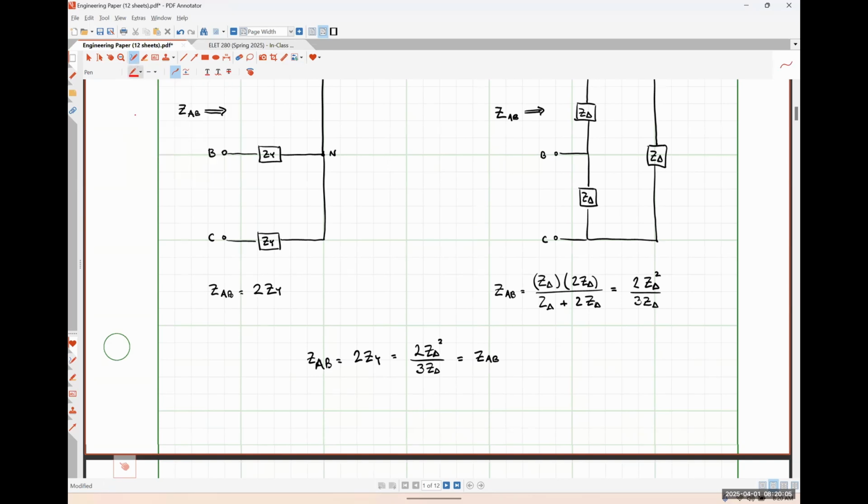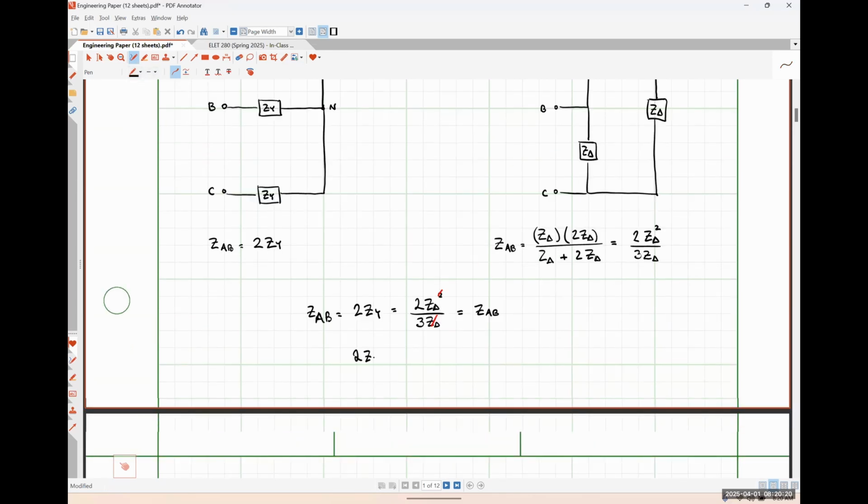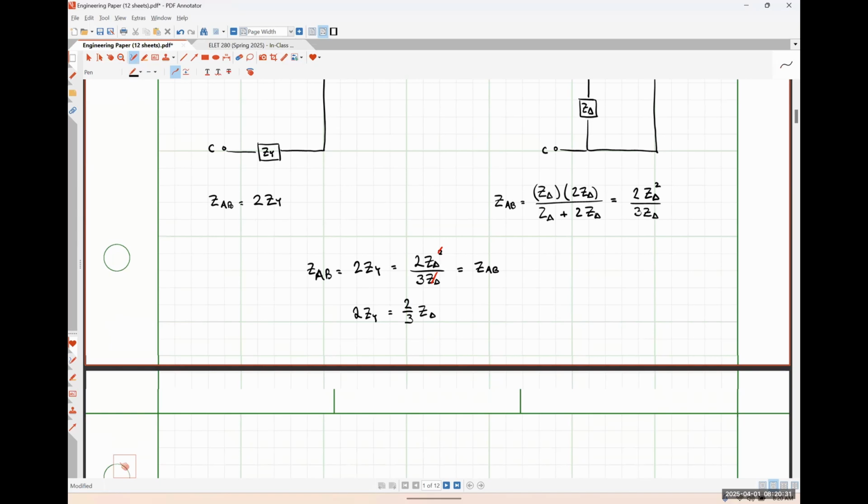Well, I think it's fairly obvious that 2Z delta squared over 3Z delta, I can just cancel out one of those factors of Z delta, and that's leaving me with the relationship 2ZY is equal to 2/3 Z delta. And from this, we could say that ZY is just 1/3 of Z delta. Anybody have a problem with my algebra?